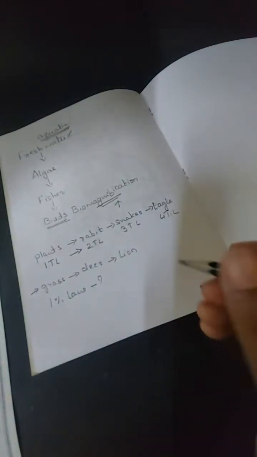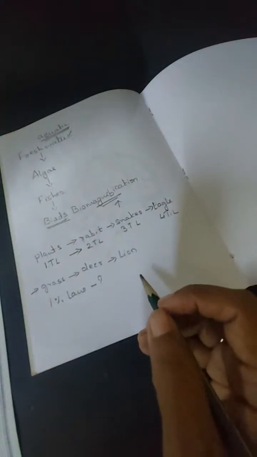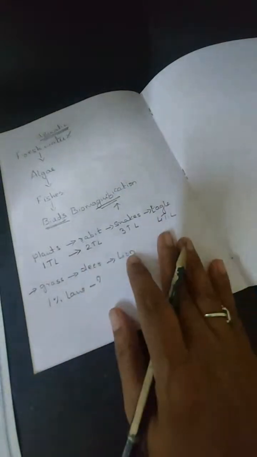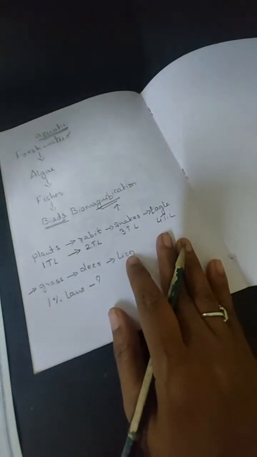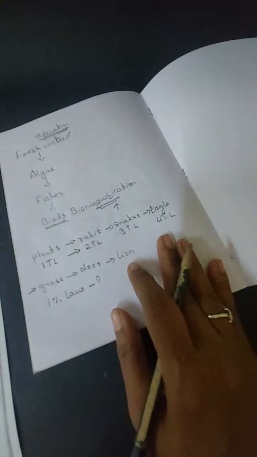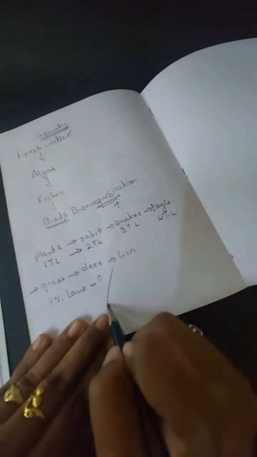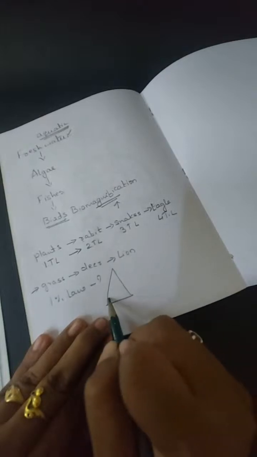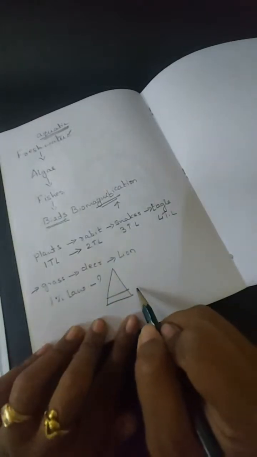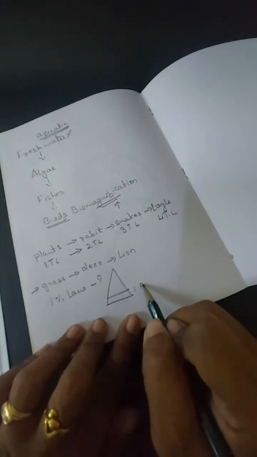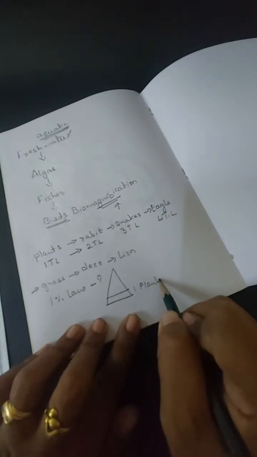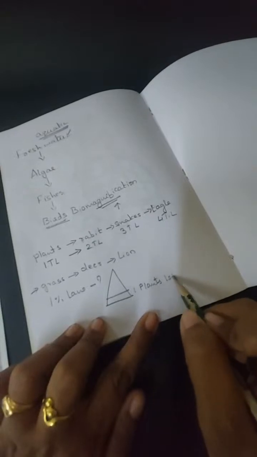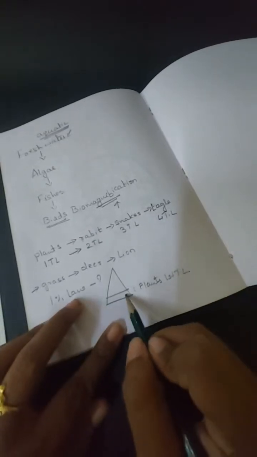What is 1% law? It means the green plants always absorb 1% of the light energy from the sunlight, and they convert it into food. We know the food chain and the food pyramid will be like this. These are the plants, the first trophic level. This will always be broader.